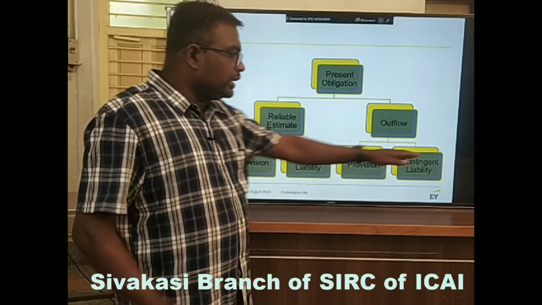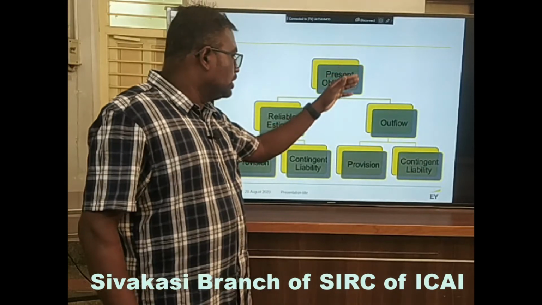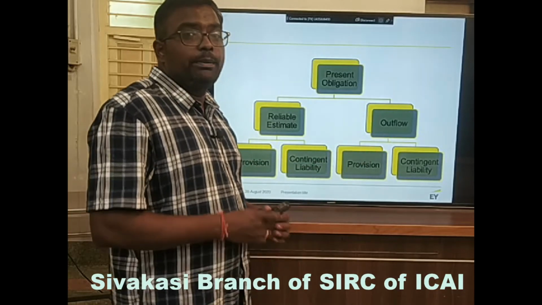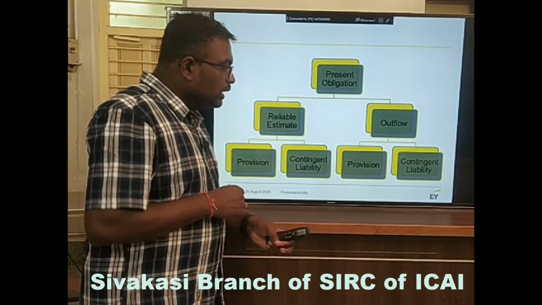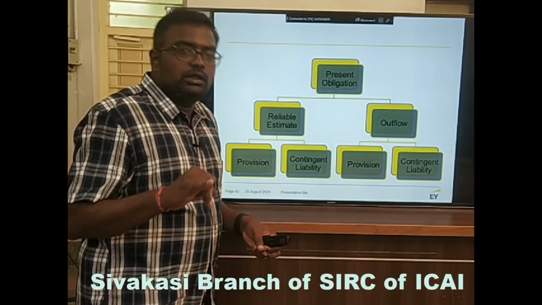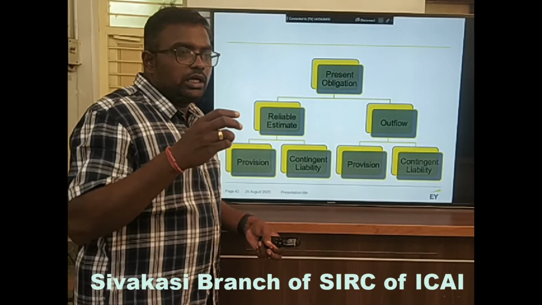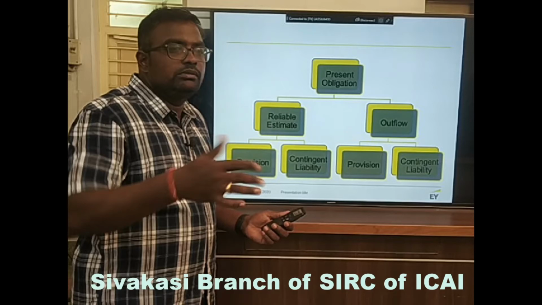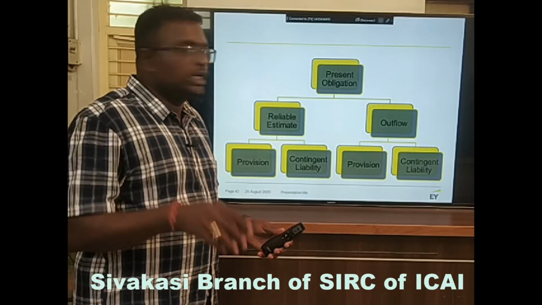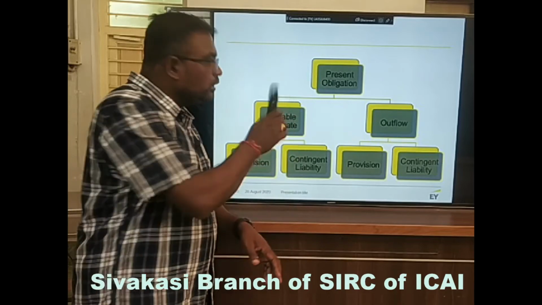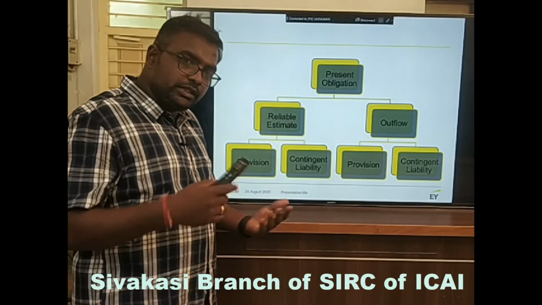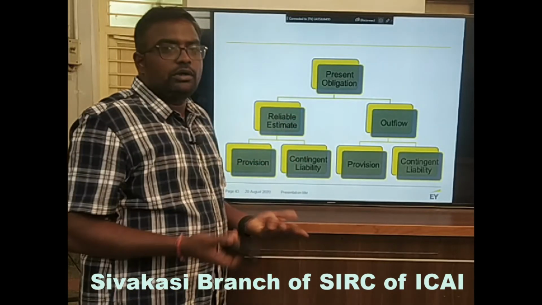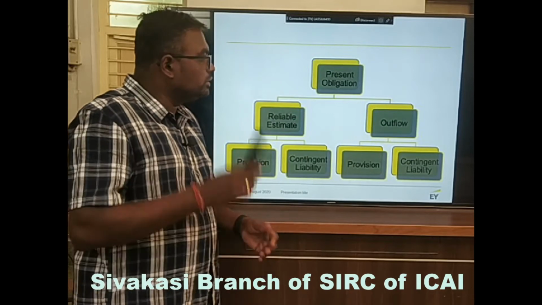So the contingent liability definition is: there is a present obligation, however the reliable estimate cannot be made, or outflow is not probable, or it is a possible obligation. A possible obligation means the happening of the event is uncertain now; it might be confirmed in future based on some uncertain events which are going to happen. Or it is a present obligation, but I am not able to measure it reliably, and the outflow I don't know. So how much outflow, I don't know. That is called contingent liability.